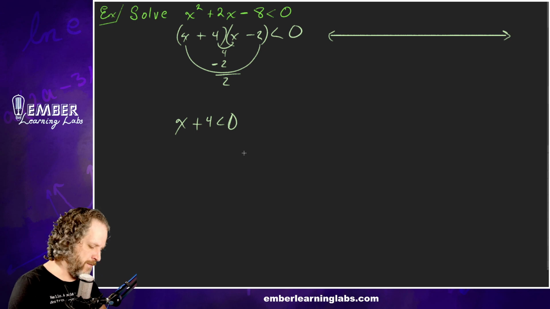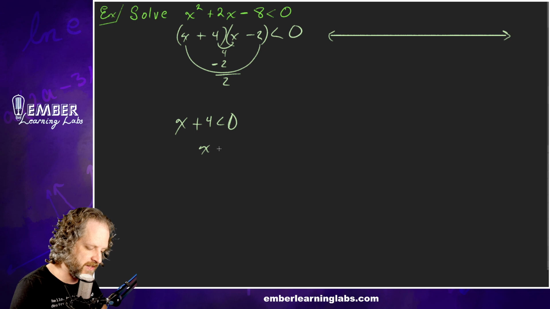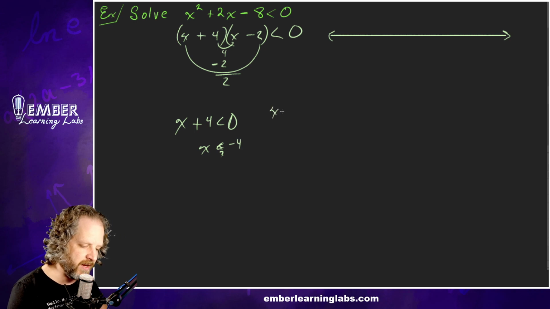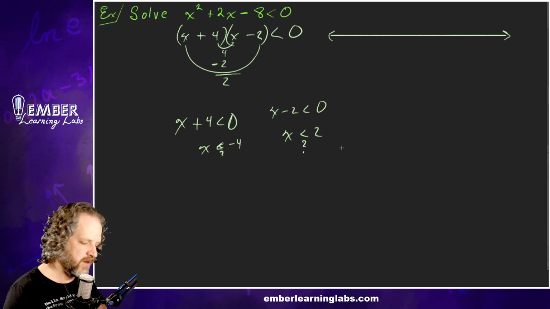We can do this. All right, so we subtract 4 from both sides, and we end up with x is less than, maybe, -4. And this one, we've got x minus 2 is less than 0, so we add 2 to both sides. We end up with x is maybe less than +2. I'll show you the maybe.